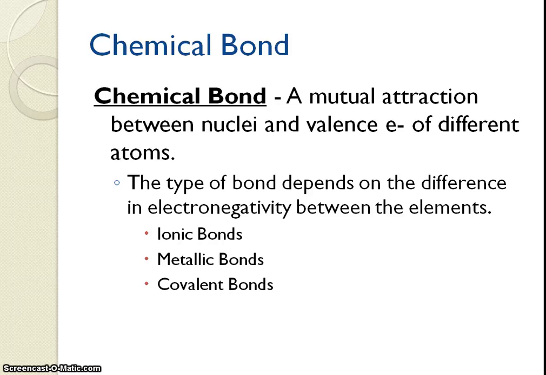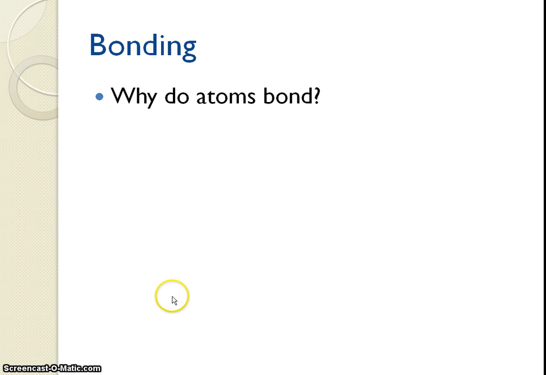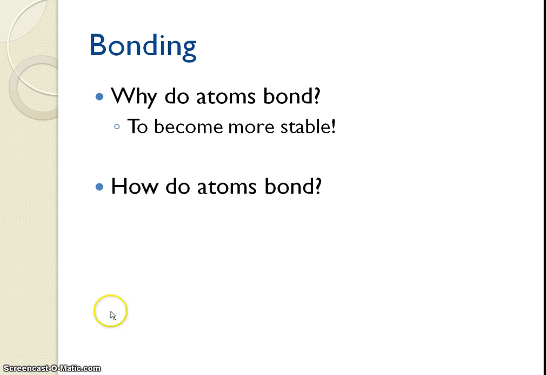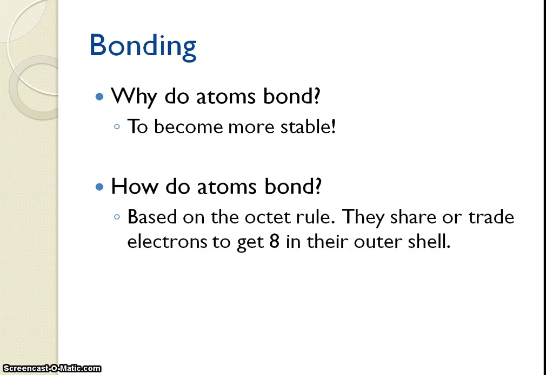Anytime I ask you, how do you know which bond it's going to be, it's based on the difference in electronegativity. And if I ever ask you the question, why do atoms bond, the answer to that question is to become more stable. So nature is always trying to reach the stability as much as it can be. So it's going to go towards stability. And the way the atoms bond is to reach the octet rule. So the answer to why is to become stable. The answer to how is to reach the stable octet.